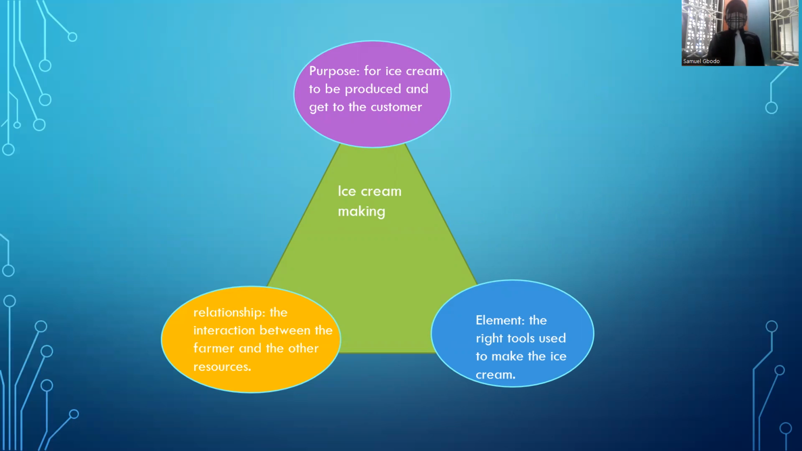The purpose, the ice cream making. The purpose is for the ice cream to be produced and to get to the customer. The element is the right tools used to make the ice cream. The relationship is the interaction between the farmer and the other resources.